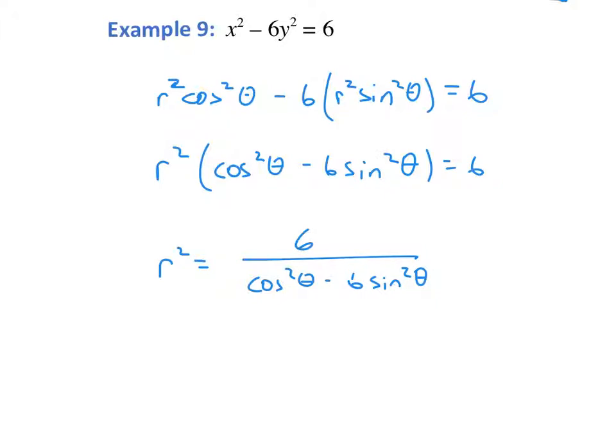By practicing this a lot, you're really going to get to know that r cosine theta is equal to x and r sine theta is equal to y. Okay, you're going to practice that a lot.